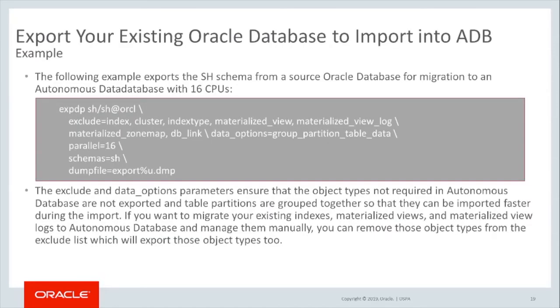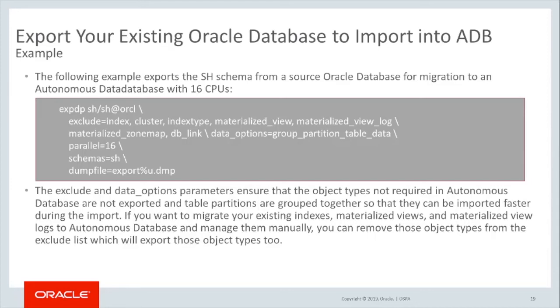To export an existing database to prepare for import into ADB, use the expdp command and add the exclude option for database functionality that is not recommended or supported in ADB. This will prevent errors during the import process.